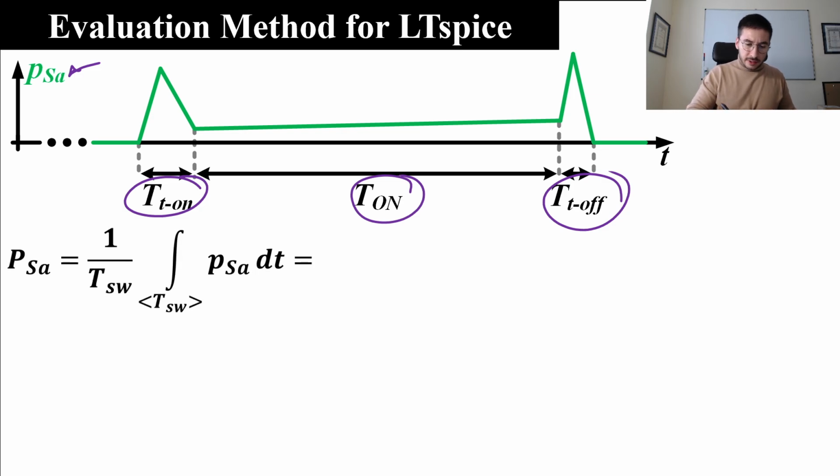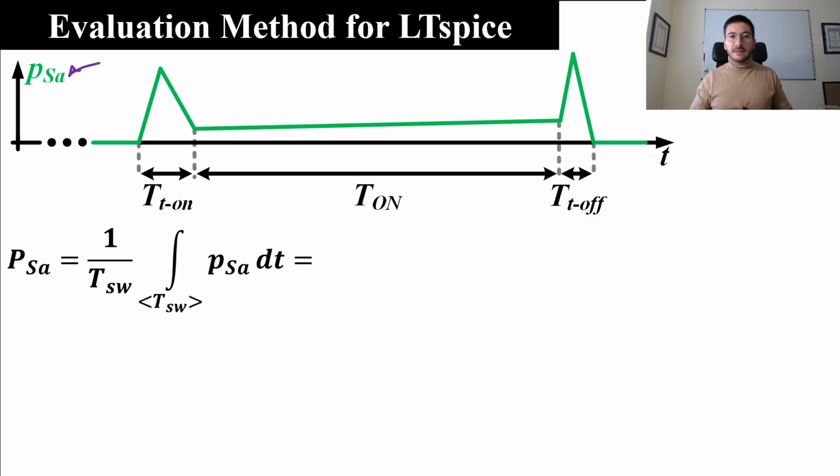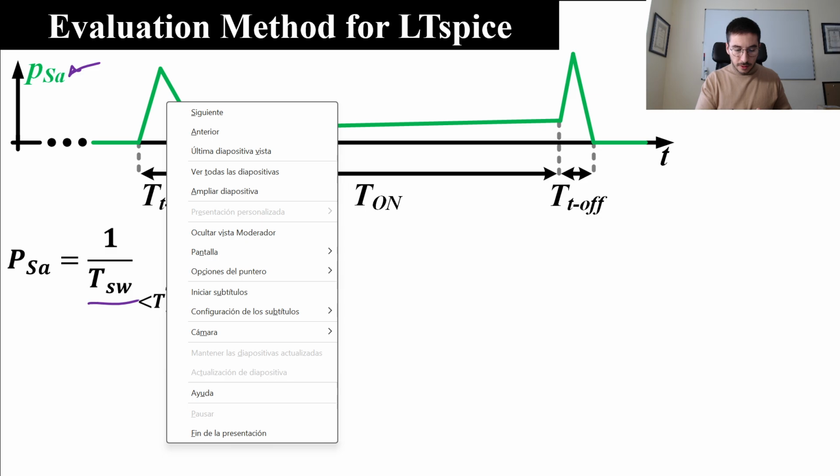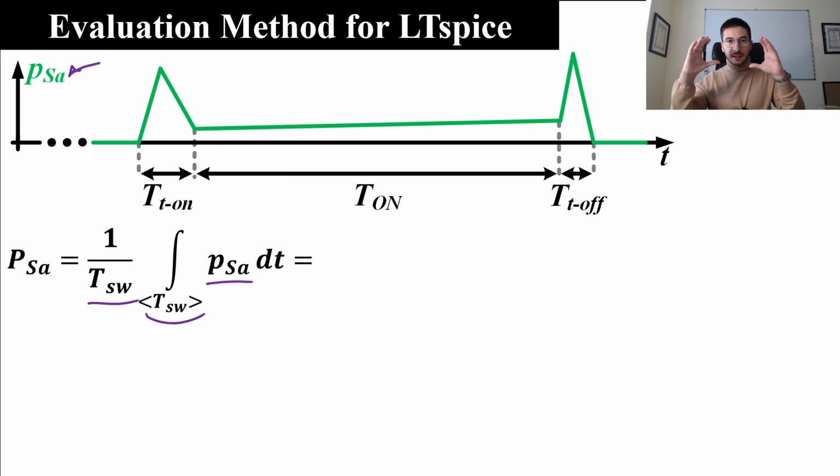Well, so we know that in general we can evaluate the power consumed by the switch in this way: the average value of the instantaneous power. So we do 1 over the switching period, integral of the instantaneous power evaluated in a switching period. Since we know that we have 3 types of power losses, what we are going to do is to split that integral into 3 parts.